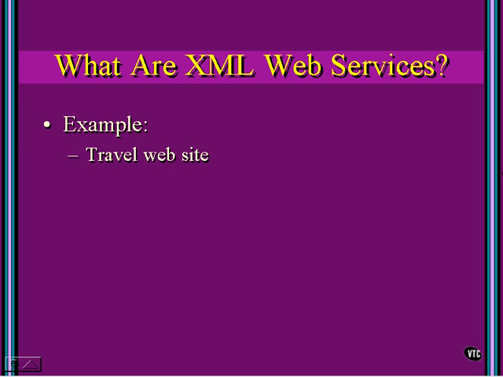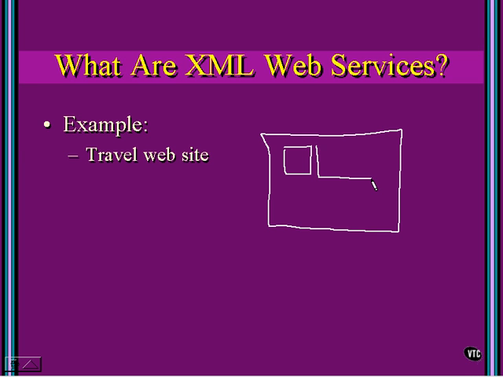Now, let's give an example of a web service. If you go to a website that's a travel site, and you've seen these out there, you go to this web page, and there is all this data. In this section, there's hotel data. In this section, there's flight data. In this section down here, there's rent-a-car data. And in this section over here, you can get the weather from anywhere in the world.